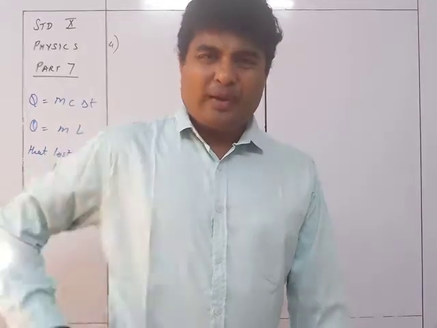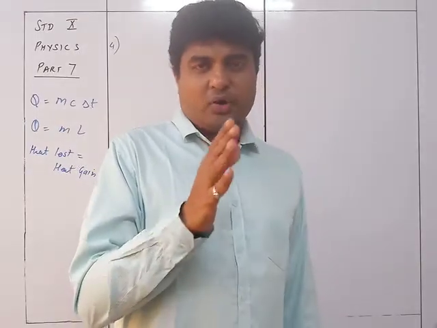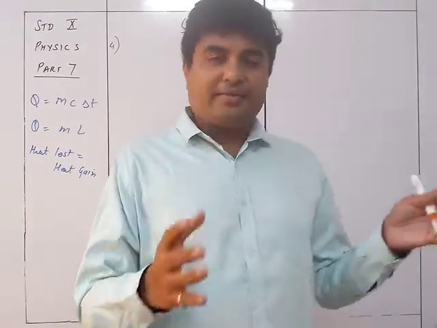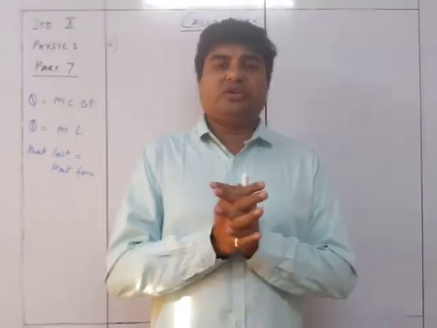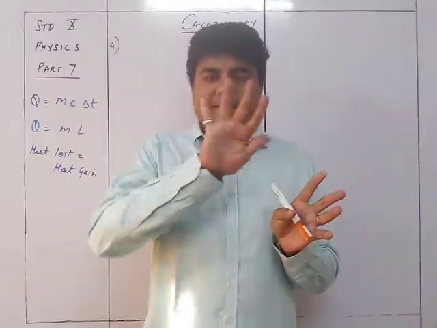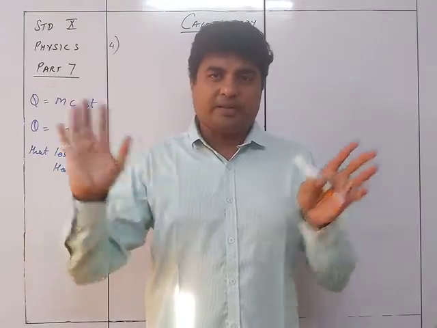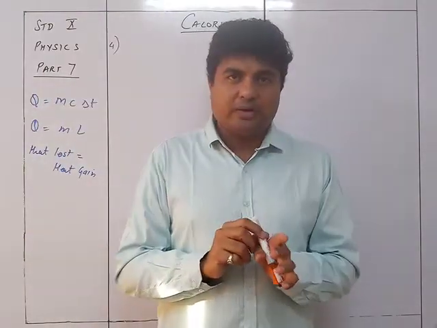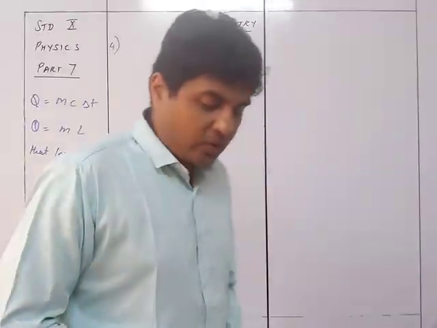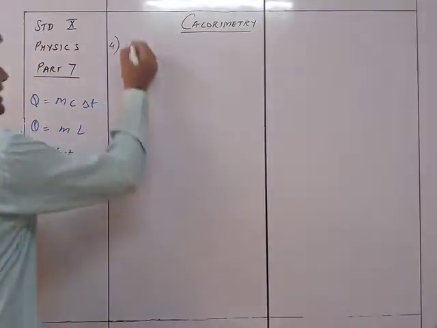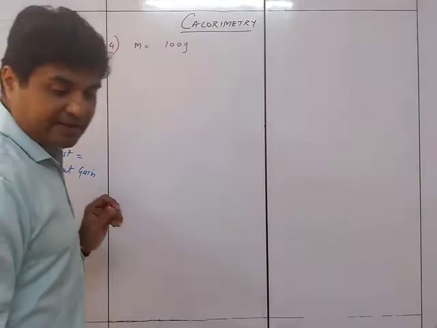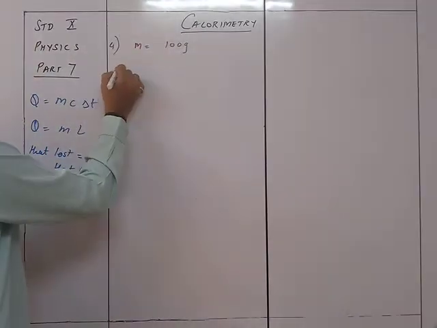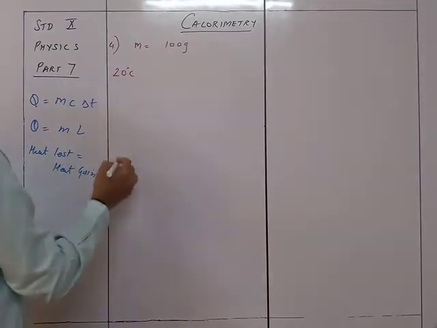So, as I told you, this is a combination of the current electricity and the calorimetry together. So in this case, first of all, we will not talk about the electricity part. Electricity part को separate कर देते हैं. पहले heat का ये लेते हैं. So what we have over here is the mass is 100 grams, and the water was at 20 degrees Celsius.